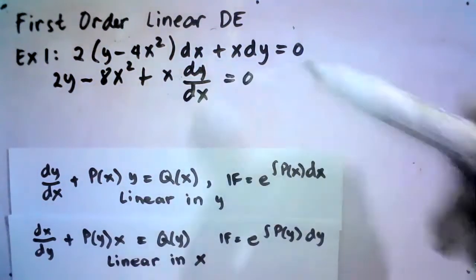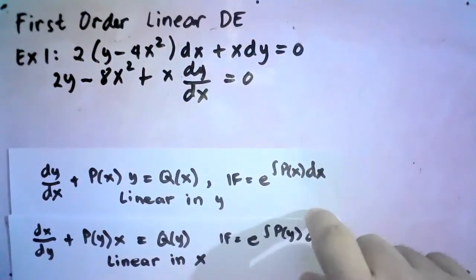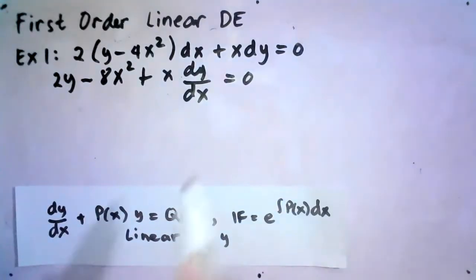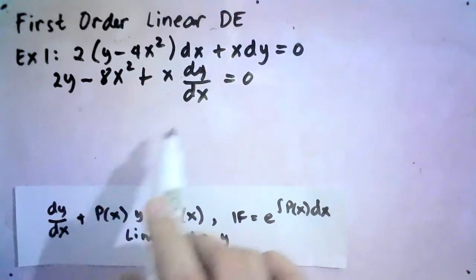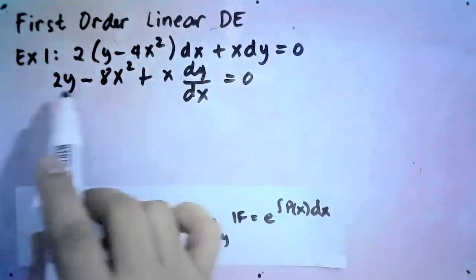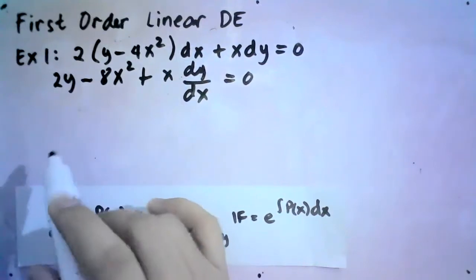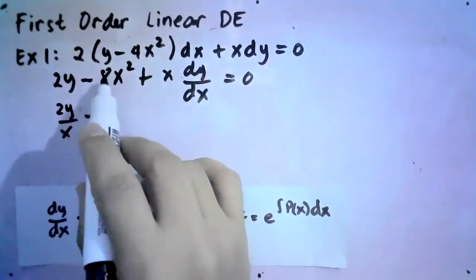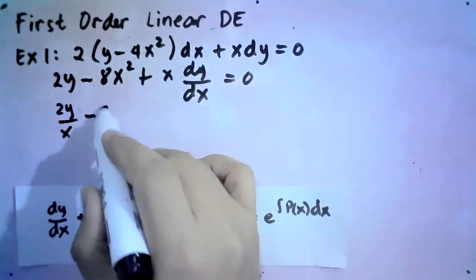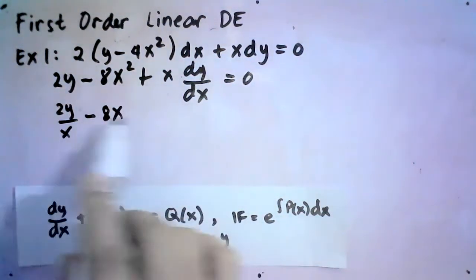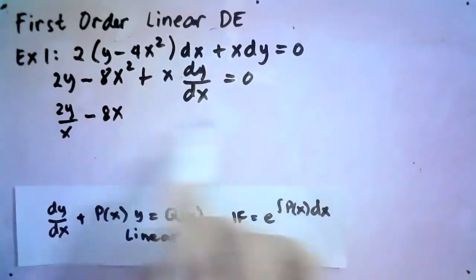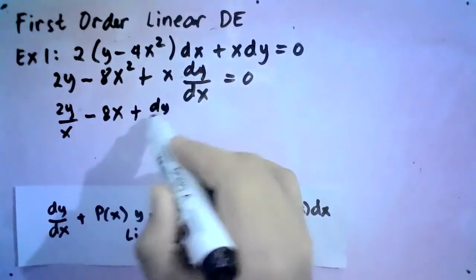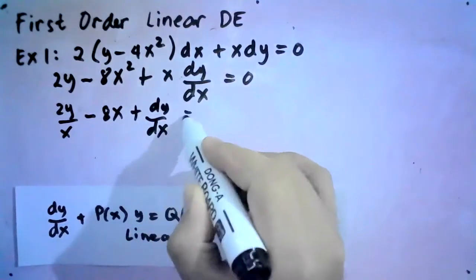So we will try this dy over dx. So we will be choosing this one if it follows this equation. So by rearranging this one, we have to divide both sides by x so that we have 2y over x minus 8x squared divided by x. That becomes 8x. So on this part, we divide both sides by x. So what remains here is dy over dx, which is equivalent to 0.